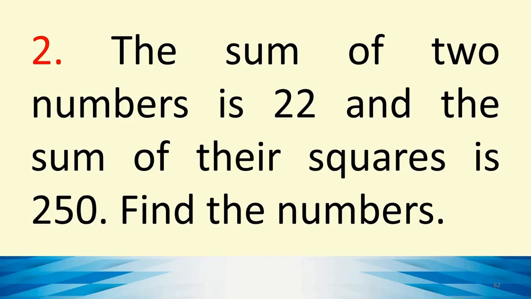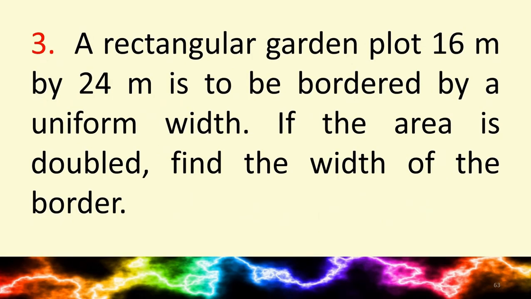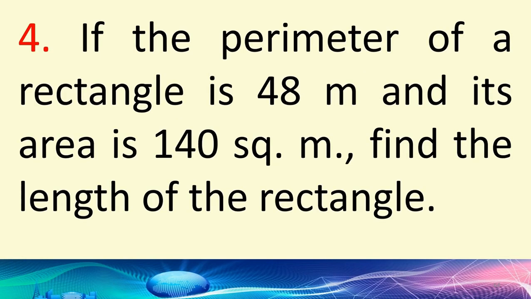Next question, question number 2. The sum of two numbers is 22, and the sum of their squares is 250. Find the numbers. Question number 3. A rectangular garden plot 16 meters by 24 meters is to be bordered by a uniform width. If the area is doubled, find the width of the border. Question number 4. If the perimeter of a rectangle is 48 meters and its area is 140 square meters, find the length of the rectangle.